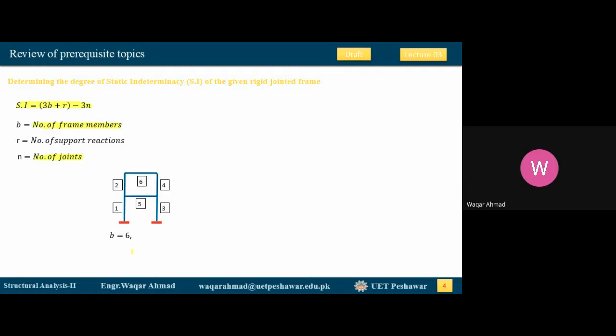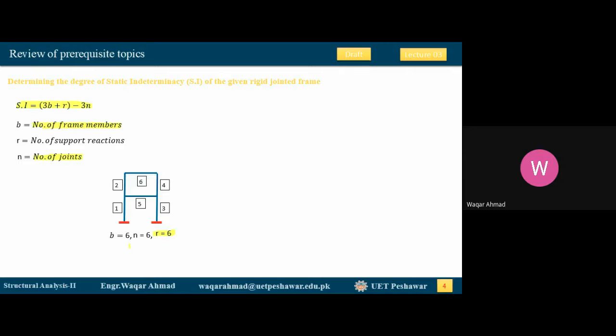What is r in this case? As we know, r is the support reactions. We have 3 support reactions at this support and 3 support reactions at this support. So the total number of support reactions, denoted by r, is equal to 6.